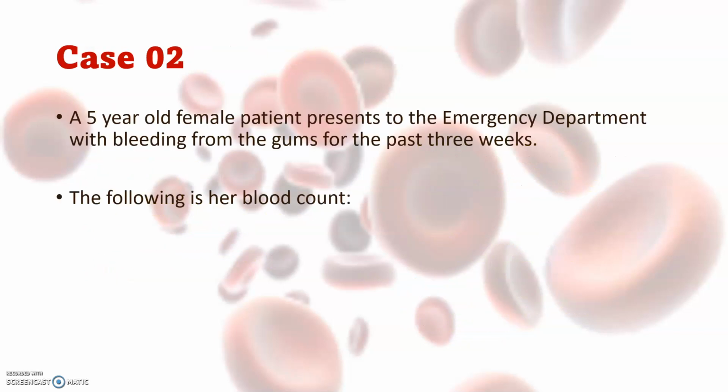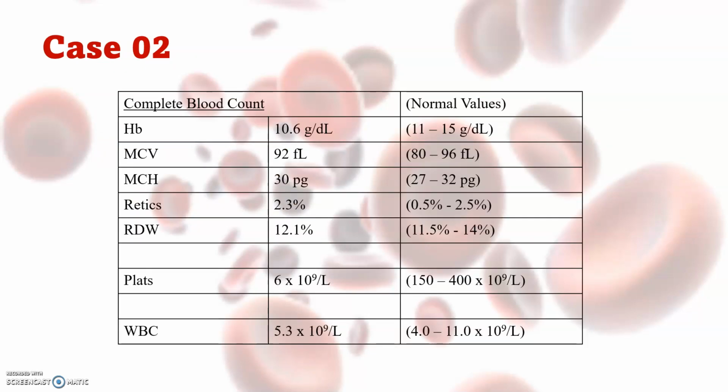Case 2 is a 5-year-old female with bleeding from the gums for 3 weeks. This is her blood count. Again, pause the video and see if you can come to a diagnosis.